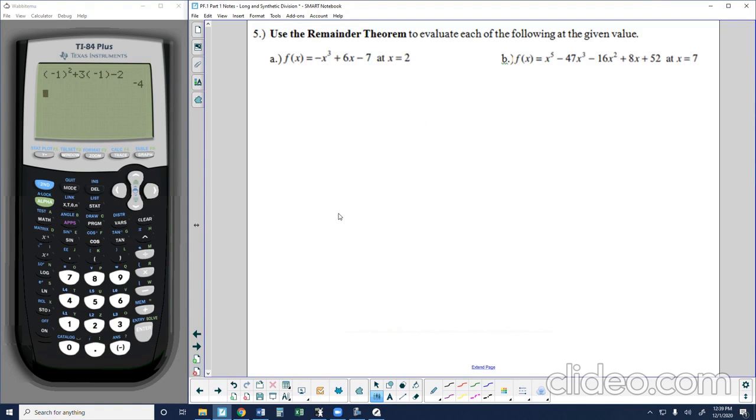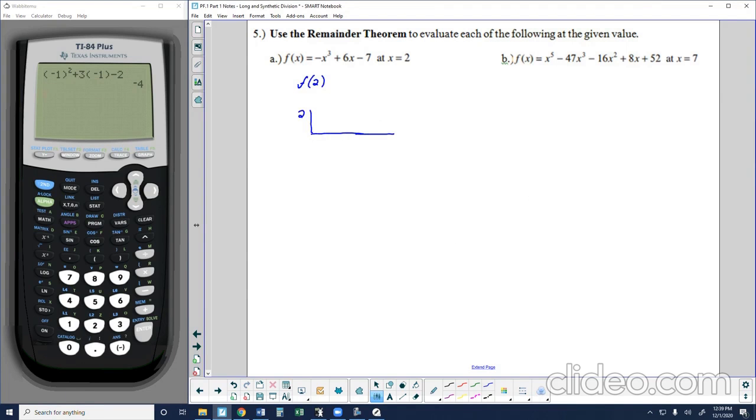So let's go ahead and take a look at problem number 5. It says use the remainder theorem to evaluate each of the following at the given value. So again, this is probably the only time we're going to do this because this process is longer than substitution. But if I want to figure out what f of 2 is, I can do synthetic division with 2 as my 0.